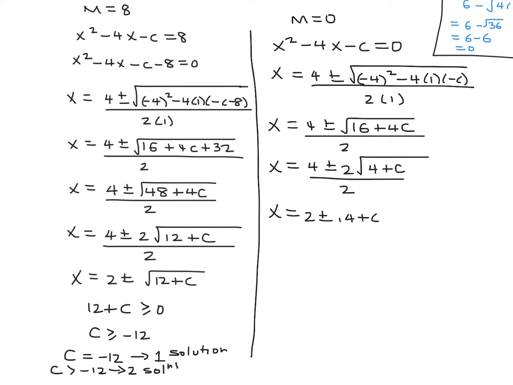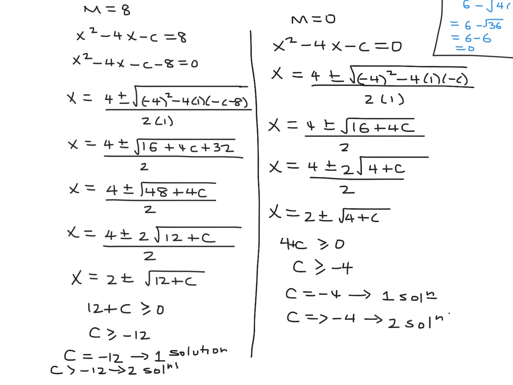And then this is going to be just x equal to 2 plus or minus the square root of 4 plus c. So very similarly, the 4 plus c has to be non-negative, so it's got to be greater than or equal to 0. So therefore c has to be greater than or equal to negative 4. So when c is equal to negative 4, you will have one solution. And when c is greater than negative 4, you will have two solutions. But we have to combine these, right? Because we've got two scenarios, so we have to combine them.